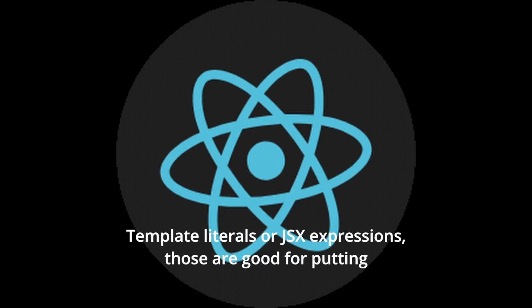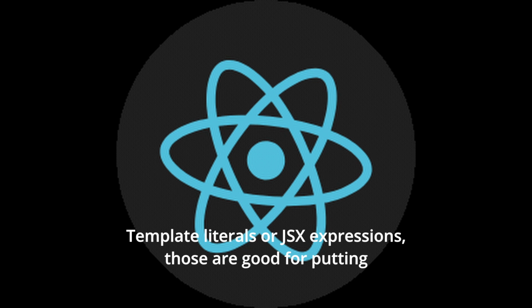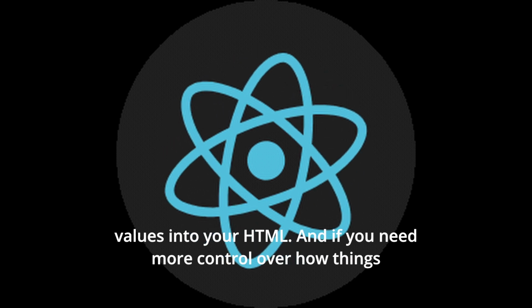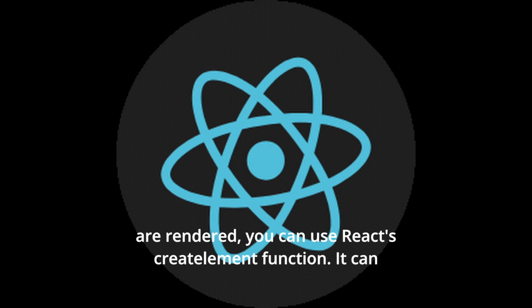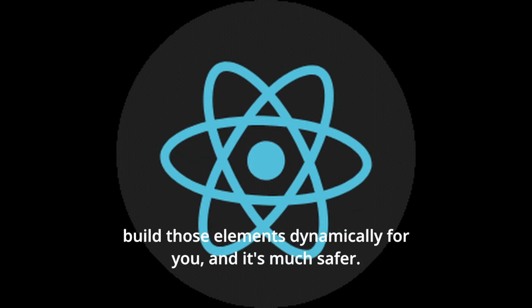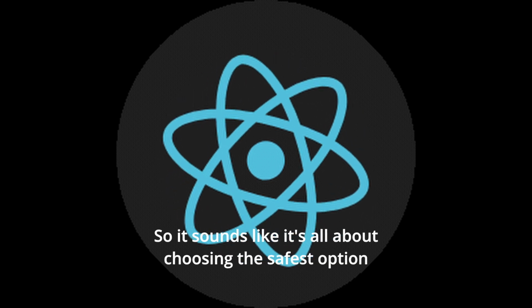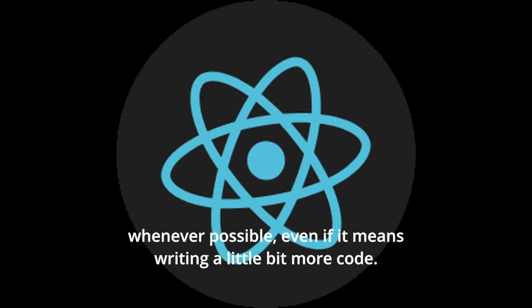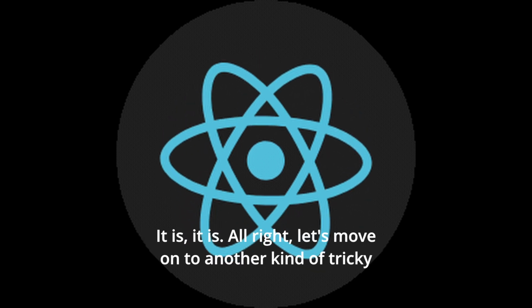Okay. So what are some safer alternatives then? Template literals or JSX expressions. Those are good for putting values into your HTML. Mm-hmm. And if you need more control over how things are rendered, you can use React's createElement function. It can build those elements dynamically for you, and it's much safer. All right. So it sounds like it's all about choosing the safest option whenever possible, even if it means writing a little bit more code. Exactly. Right. Security's worth it. Yeah. It is.